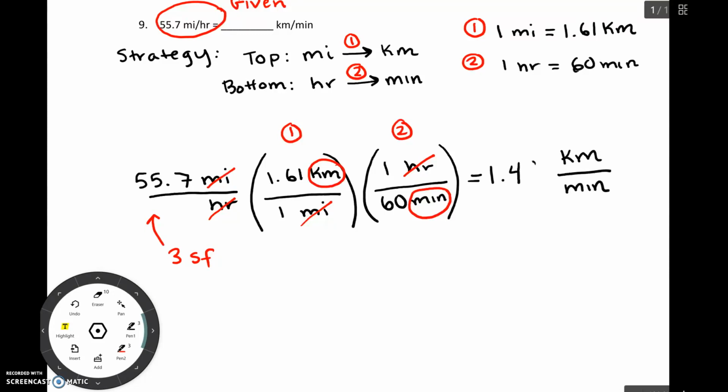I'm reporting my answer here as 1.49 kilometers per minute. And this makes sense to me because a minute is not a very long period of time, so it makes sense that I would only go a much smaller distance when I'm considering the distance in kilometers. So only 1.49 kilometers for every minute. So I hope this video helps you as you work through these types of rate conversions where you're converting units both in the numerator and in the denominator.